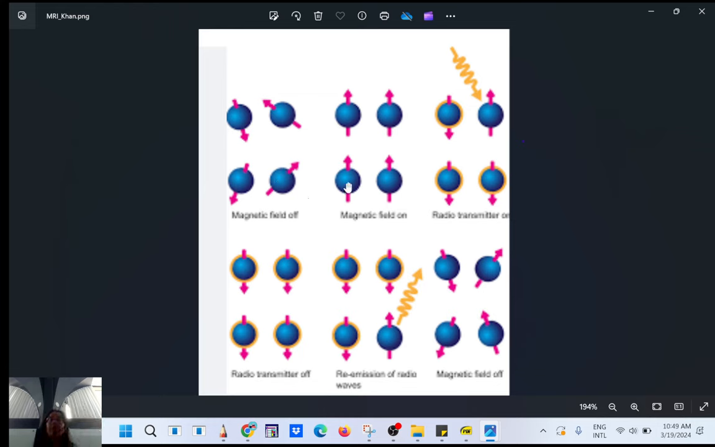All of a sudden, you apply a magnetic field because you are inside the MRI. So they want to align themselves with the magnetic field from top to bottom. And then you excite them with pulsing radio waves. You excite them because it will be the right frequency. They go to a higher level of energy.